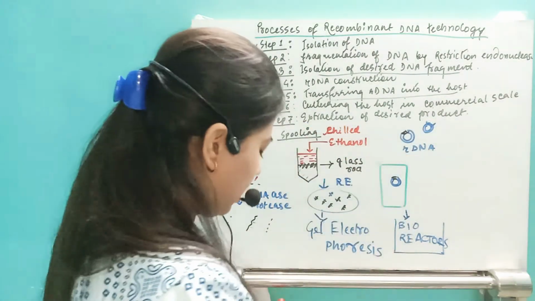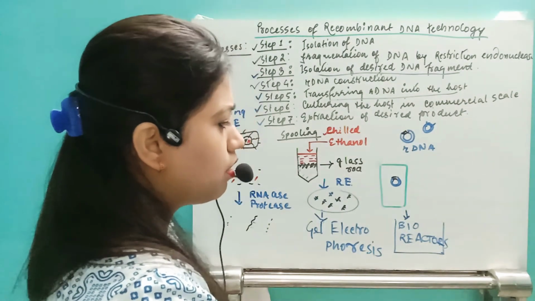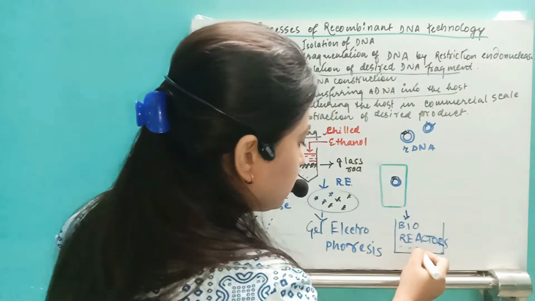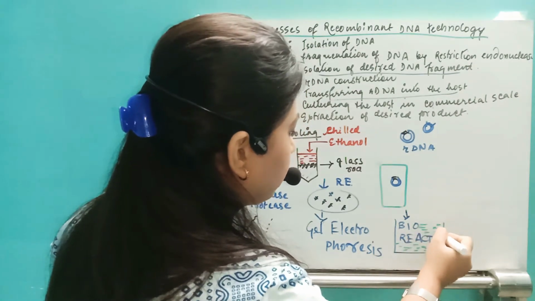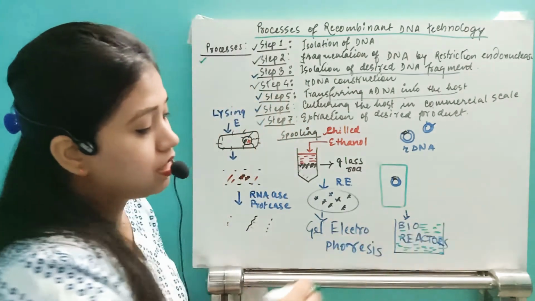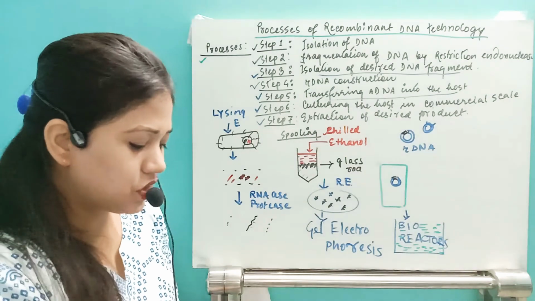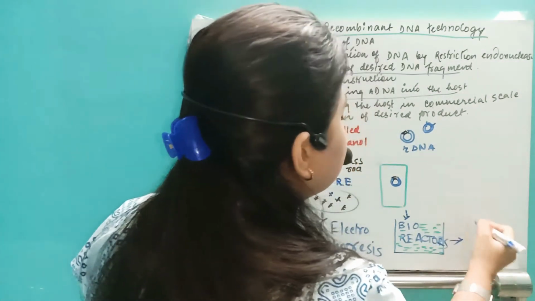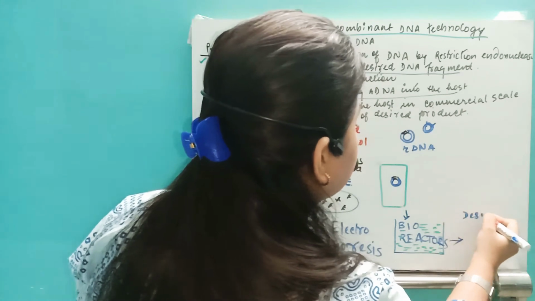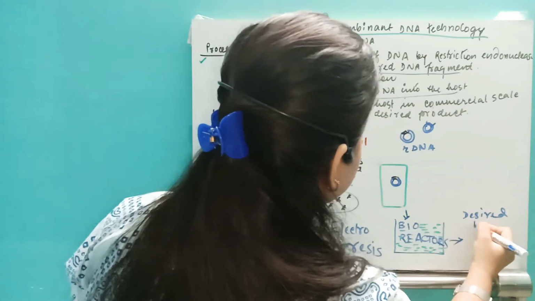Suppose after that we have got a number of recombinant hosts. They have made a number of recombinant hosts. Then after that, from this bioreactor, we will just extract the desired gene product or desired product.